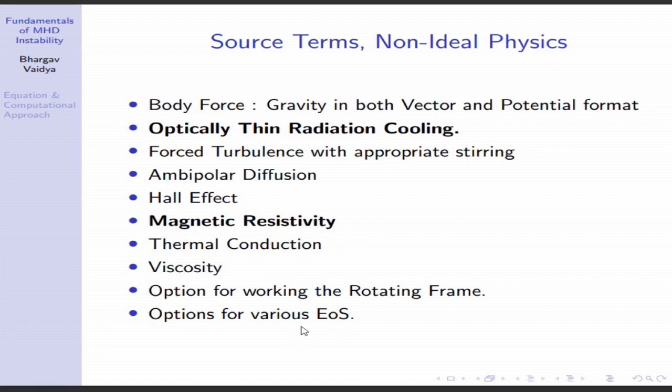And of course, you can have different equations of state. So these are the different ways in which PLUTO handles additional physics beyond the standard ideal MHD and ideal hydrodynamics which you have been learning about. So how will we add some of this physics? The overall fabric and design structure remains the same or similar. But when you add these source terms, some modification has to be done in the way we solve the equations. So I'm going to give you an idea of how it is being done.